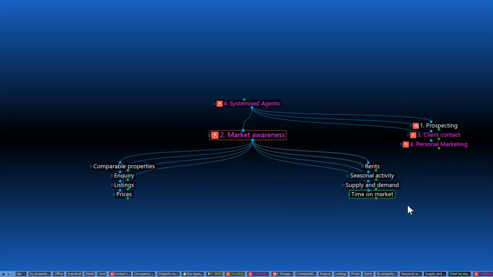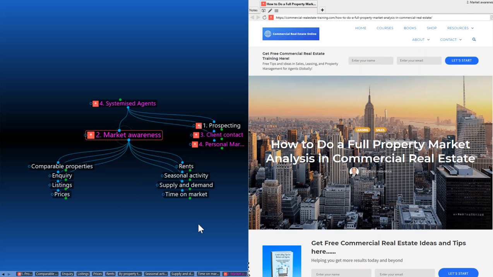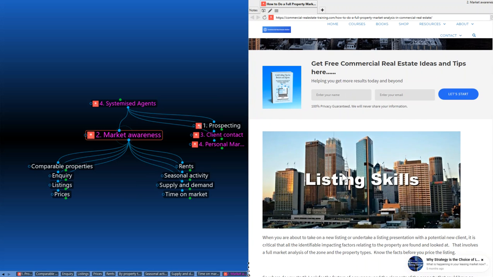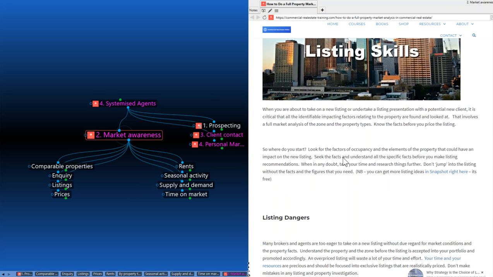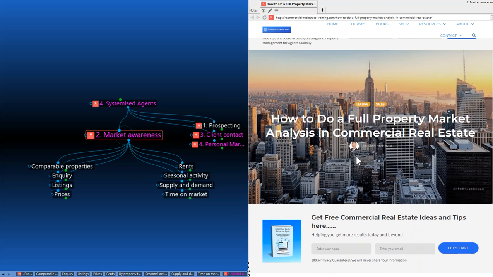Now, whilst you're looking at the market awareness, I've got an article on the website here for you that you can print and download, how to do a full property market analysis in commercial real estate. And there is the article there. Of course, you can work with that and download it and print it. It's quite detailed, so go to that particular article. There is the topic, how to do a full market property analysis in commercial real estate today.